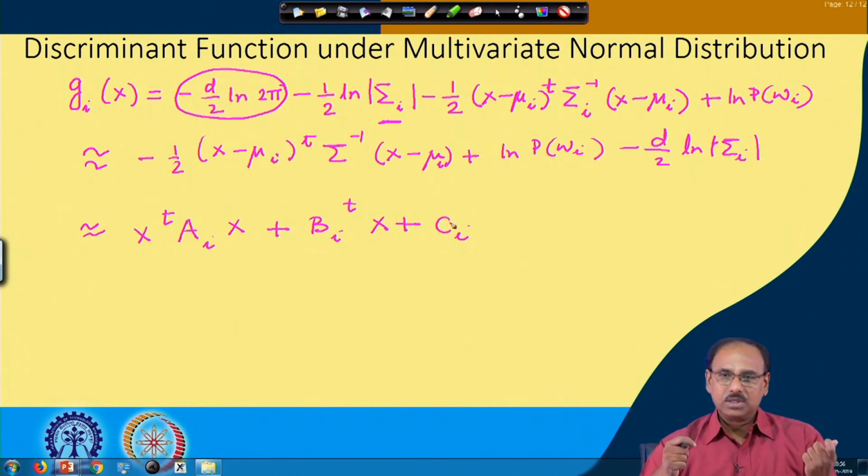terms x1 square, x2 square, x3 square, and terms x1 into x2, x1 into x3, x2 into x3, x2 into x5 and so on. So, that leads to a situation that the discriminant function g_i(x) does not remain linear anymore, but it becomes a quadratic discriminant function because of the presence of quadratic terms.